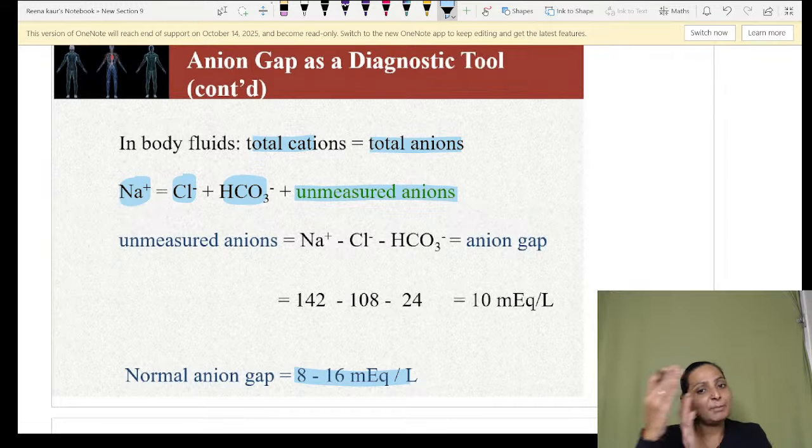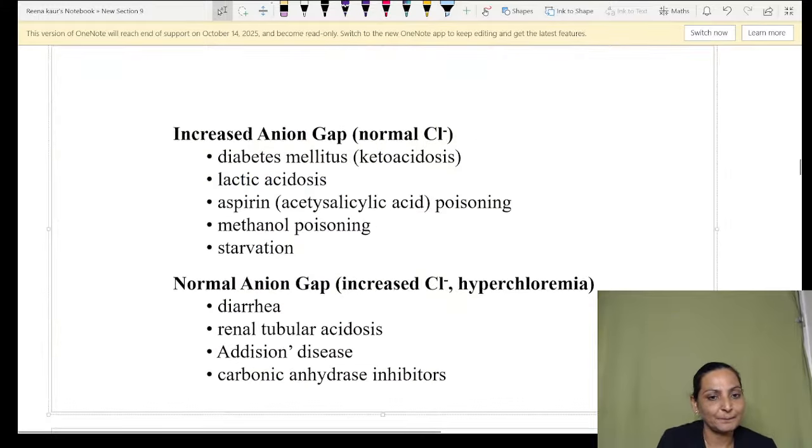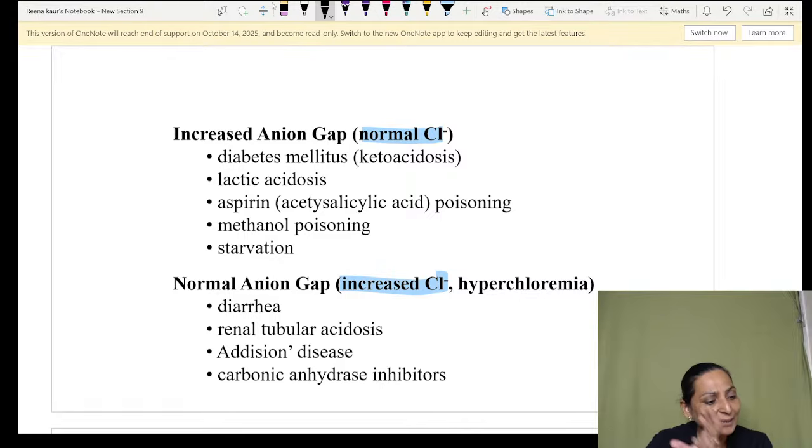So when the unmeasured anions increase, that is going to result in your anion gap. When there is an increase in the anion gap, it can be either with a normal chloride, or it can be a normal anion gap with increase in chloride. Now, what do you mean by this? See, anion gap is considered only in the condition of metabolic acidosis.